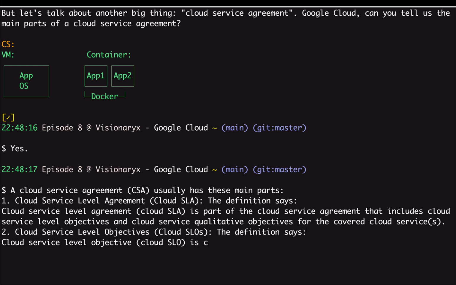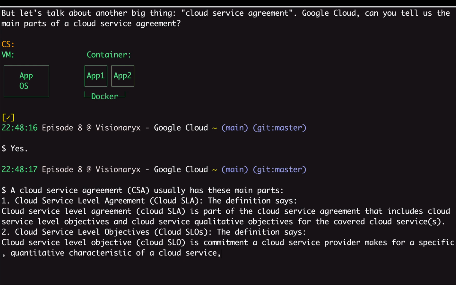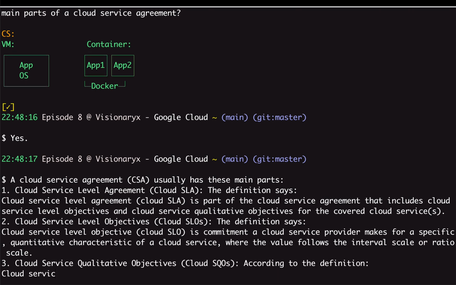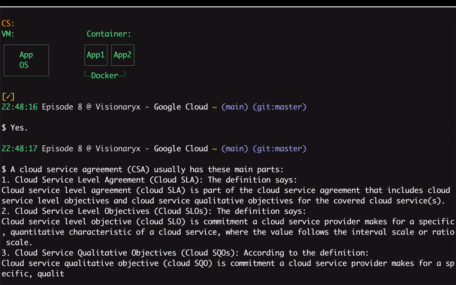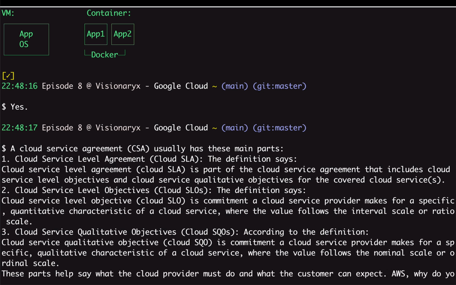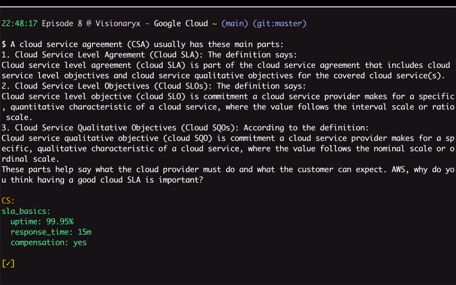2. Cloud Service Level Objectives, Cloud SLOs. The definition says, Cloud Service Level Objective, Cloud SLO, is commitment a cloud service provider makes for a specific, quantitative characteristic of a cloud service, where the value follows the interval scale or ratio scale. 3. Cloud Service Qualitative Objectives, Cloud SQOs. According to the definition, Cloud Service Qualitative Objective, Cloud SQO, is commitment a cloud service provider makes for a specific, qualitative characteristic of a cloud service, where the value follows the nominal scale or ordinal scale. These parts help say what the cloud provider must do and what the customer can expect.